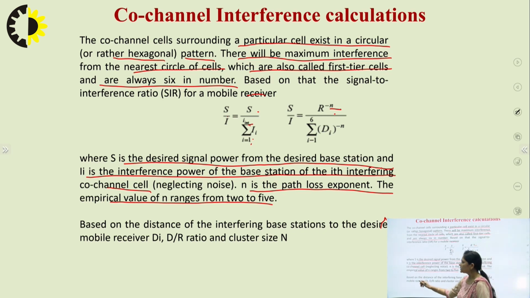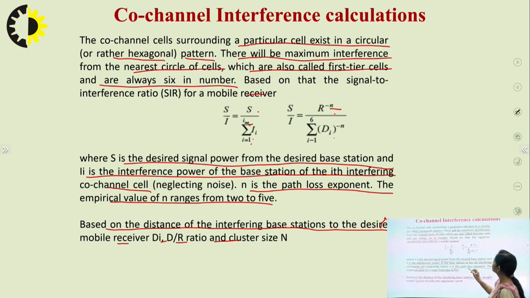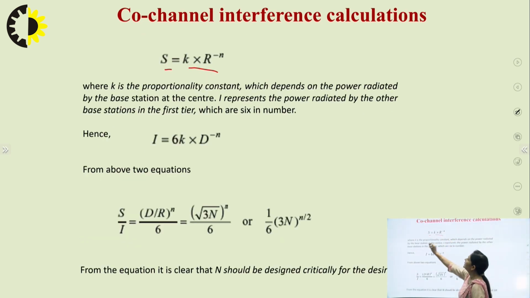The value will change for the path loss component based on the distance of the interfering base stations to the desired mobile receiver, D by R ratio, and cluster size, N. So all these things can be related to each other. Now from the last equation you can derive that S is equal to K into R to the power minus n. S is directly proportional to R to the power minus n, where K is the proportionality constant which depends on the power radiated by the base station at the center.